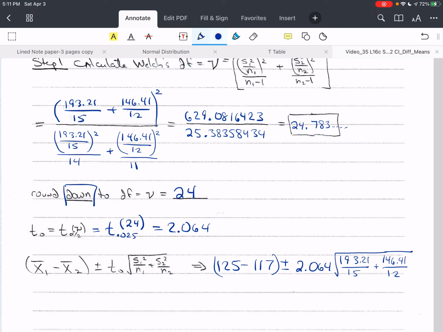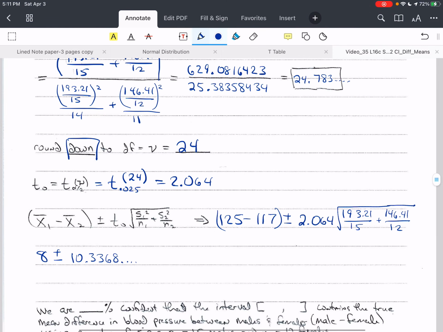And when we work this out, we get 8 plus or minus 10.3368, etc. And I'm going to round that to 8 plus or minus 10.3, which is going to give me negative 2.3 and positive 18.3. Okay, so that's my 95% confidence interval.